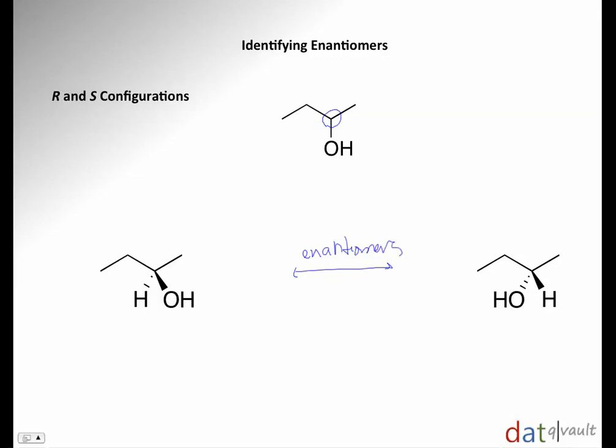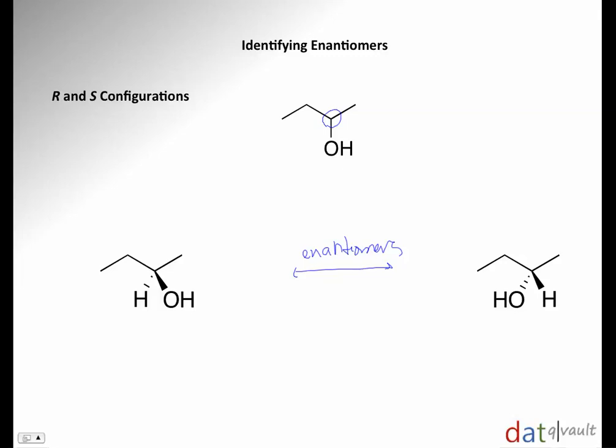Because this molecule right here is actually the mirror image of this one. So how do we name these molecules differently? Because they're actually different molecules. We need to label the center as an R or an S configuration, and we do that by giving the substituents priorities, more or less. We always want to start by taking the lowest priority substituent and putting it in the farthest back position.